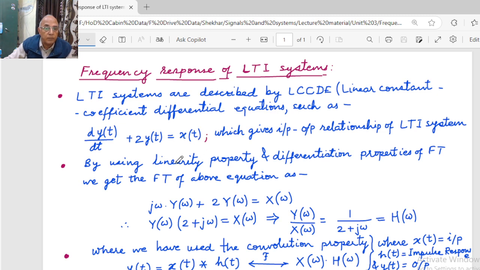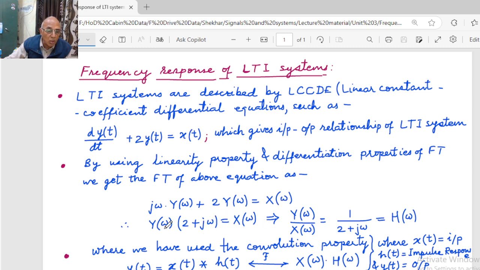For doing that, we start from this equation, and suppose you take its Fourier transform. We take the Fourier transform by using the differentiation property. Then, because there is a sum, we also use the linearity property. By using the linearity property and differentiation property, we can take the Fourier transform of this whole equation. The Fourier transform of this particular term is j omega Y omega, the Fourier transform of this term is 2Y omega, and this term is X omega. So we take Y omega as a common factor: 2 plus j omega into Y omega. This equation reduces to this form, which is equal to X omega.